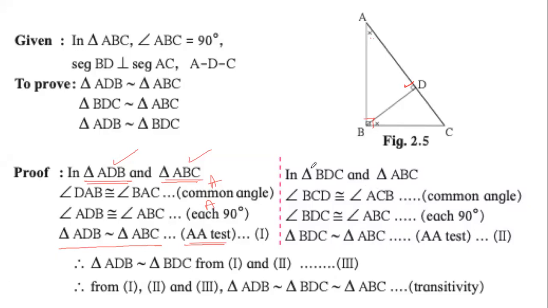Similarly, if we look at triangle BDC and triangle ABC, the smaller triangle at the bottom, this angle is common. This angle and this angle are 90 degrees. Once again, by AA test, we can say triangle BDC is similar to triangle ABC. So triangle ADB is similar to triangle ABC, and triangle BDC is similar to triangle ABC. Combining these two, we can also say that they are similar to each other. Done.